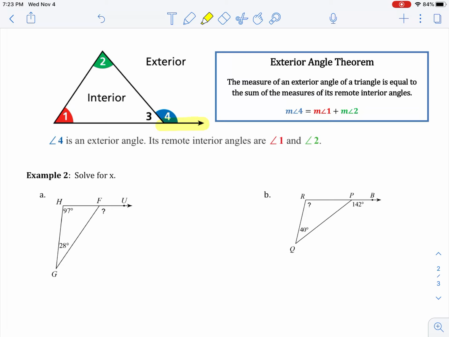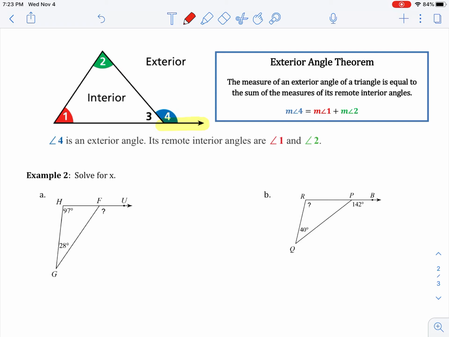When they extend one of the sides, it's so that they can create what's called an exterior angle. So angle 4 in that picture is considered an exterior angle. And the theorem says the measure of an exterior angle of a triangle is equal to the sum of the measures of its remote interior angles.